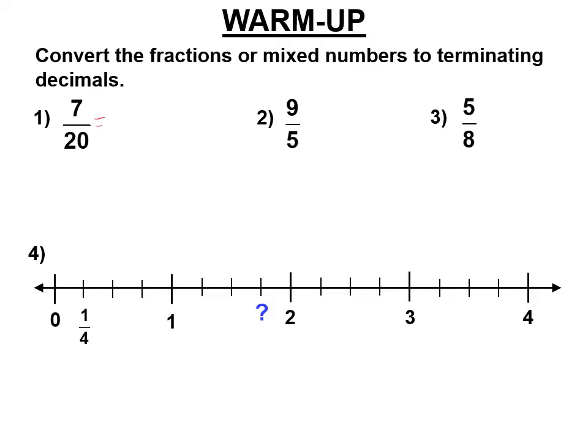We did this in the last lesson, right? We want to get this over 10, 100, or 1,000. So 20 times 5 is 100. So 7 times 5 is 35. That's 35 hundredths, or 0.35.